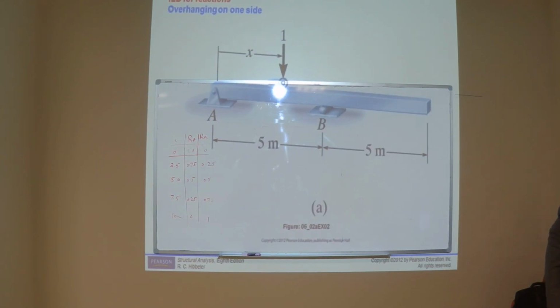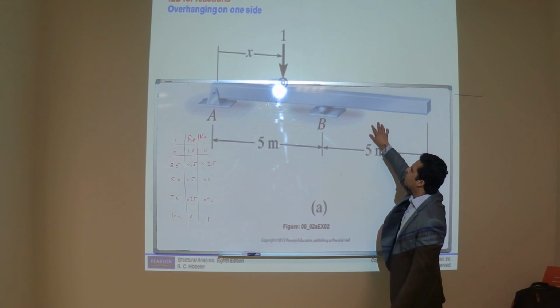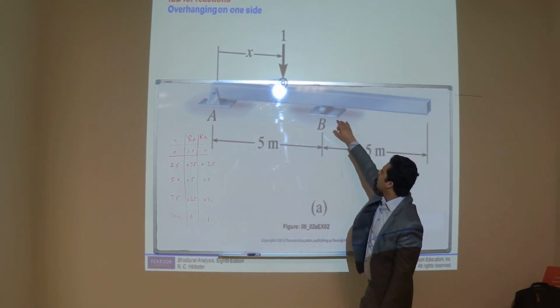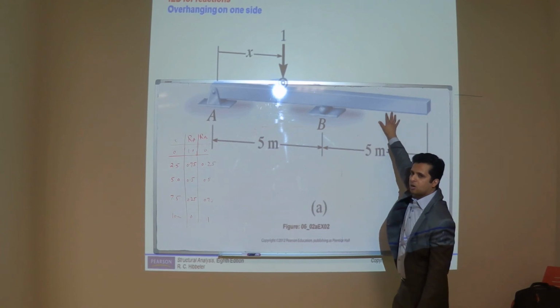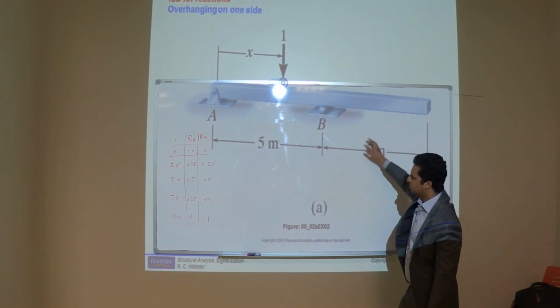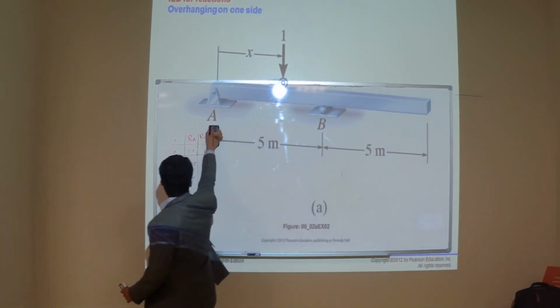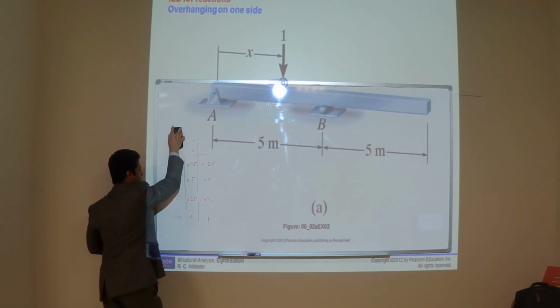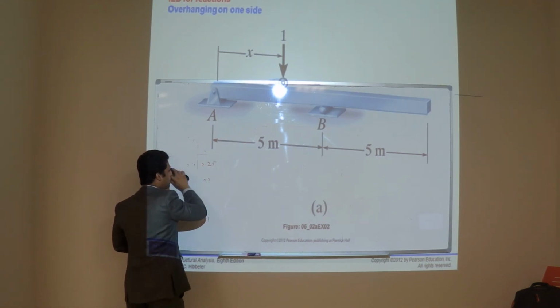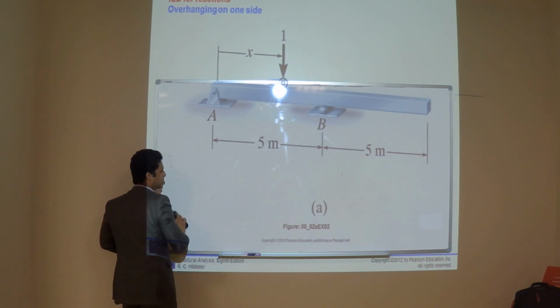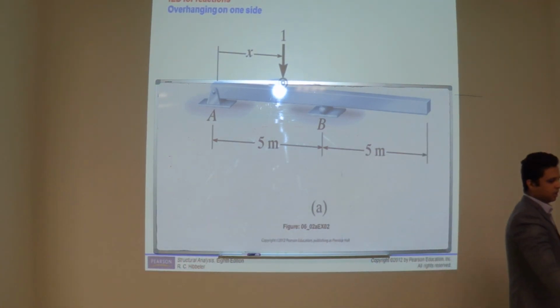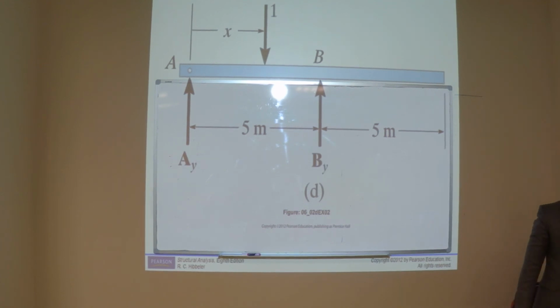Now let's talk about this example. So it is an overhanging beam. Overhanging beam means this part, this is a roller, and this part has no support, it's overhanging. So let's see now. The best way is to write a function. I told you before, the best way is to write a function.